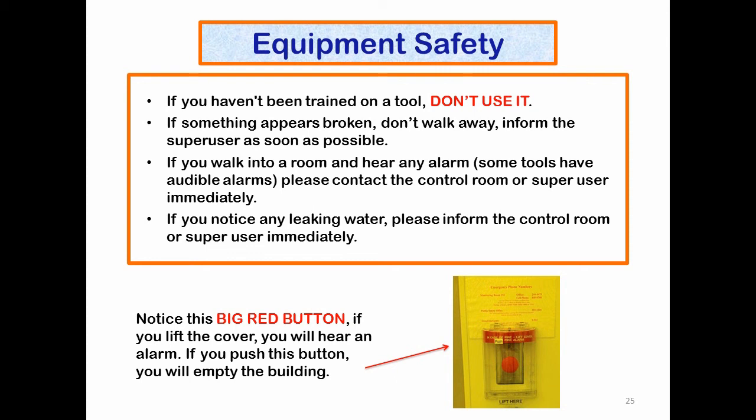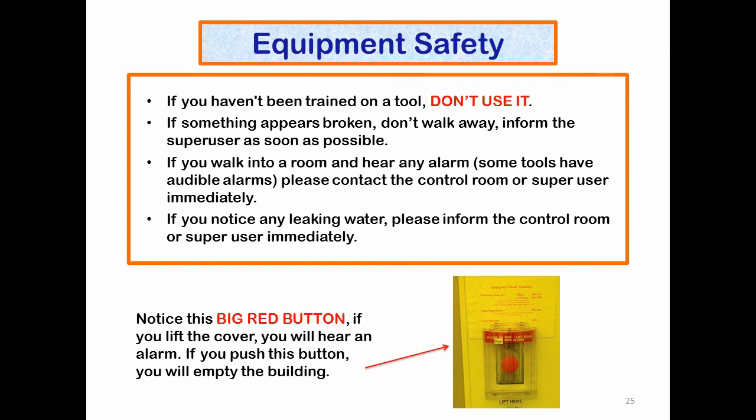Safety equipment. If you haven't been trained on a tool, you're not allowed to use it. If something does appear broken, don't walk away. Please inform the super user as soon as possible so that they can repair and remedy the situation. If you walk into a room and hear any alarm or unusual sounds, and some tools do have audible alarms, please contact the control room or the super user immediately so that they can address the issue.